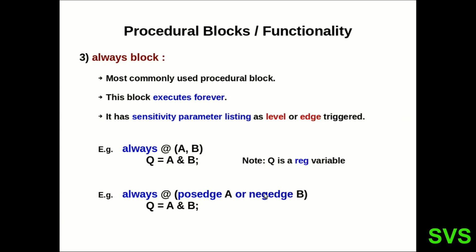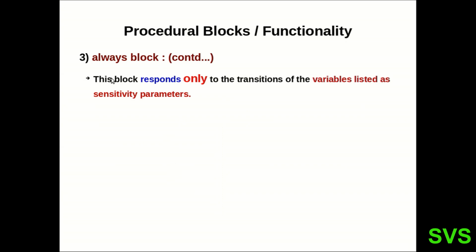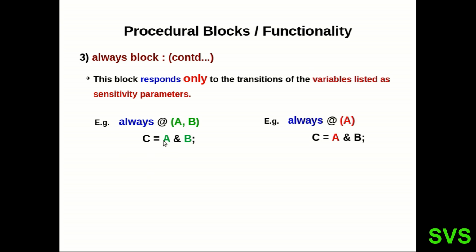So here posedge or negedge refers to positive edge or negative edge. This block responds only to the transitions of the variables listed as the sensitivity parameters. So for example, if we have always @(A, B) and C equals A and B, and in the other part if we write only A as the sensitivity, then the systems are totally different.